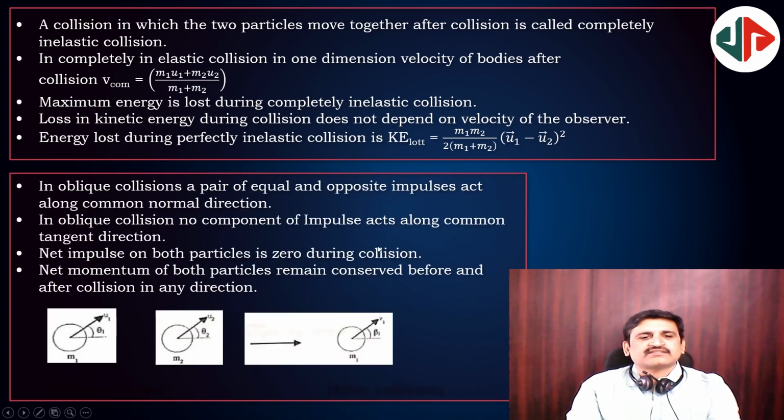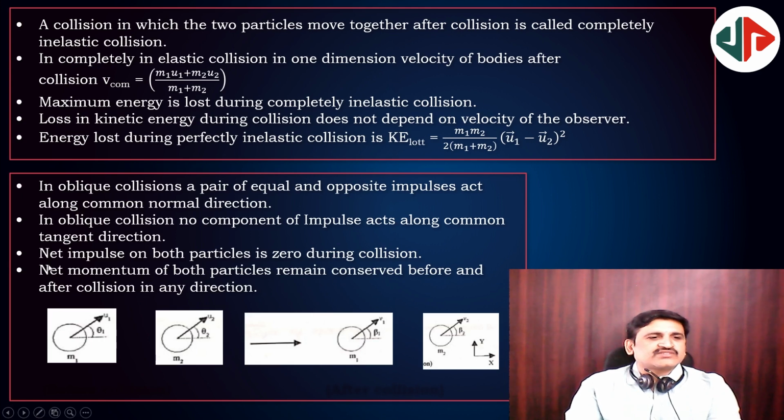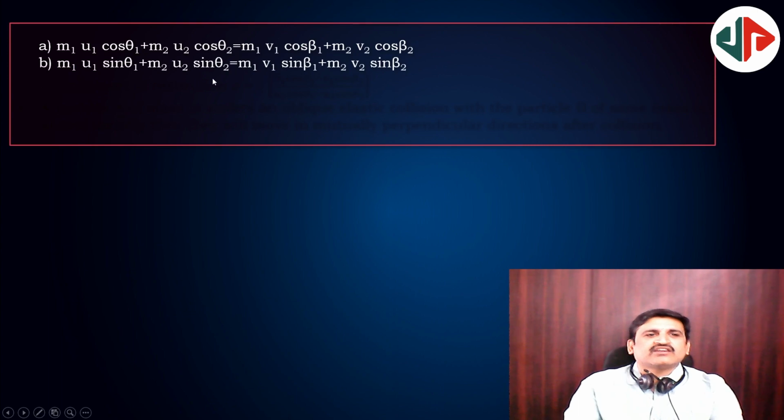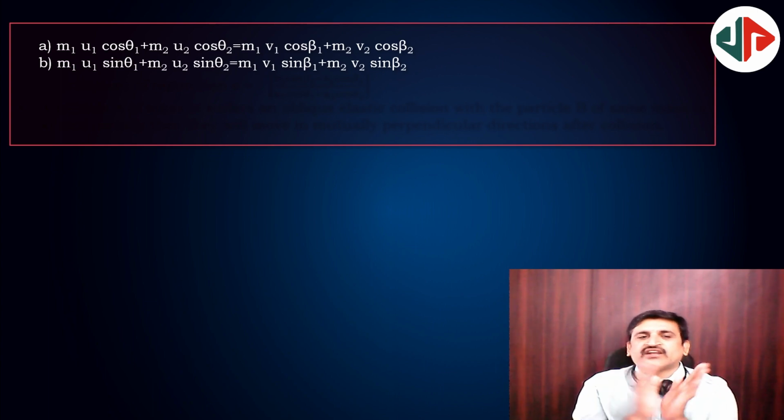Next one is oblique collision only. The net impulse on both particles is zero during the collision. The net momentum of both particles remains conserved before and after, but only in one particular direction at a time. That is the only conservation you have to consider, not the entire thing at a time; I'll show you in a different way. Either in the horizontal direction, before momentum and after momentum, or in the vertical direction, or in vector form, momenta can be conserved.